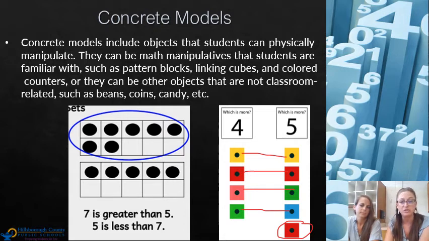You may see students use a matching strategy to decide which one's greater and which one's less. Notice that each row is matched to the one next to it, and we can see which column has a greater amount. We also want to connect those comparison statements. So in the tens frame example, we see that 7 is greater than 5 and 5 is less than 7. We really want to connect those comparison statements to the concrete models so students can start to understand those comparisons.